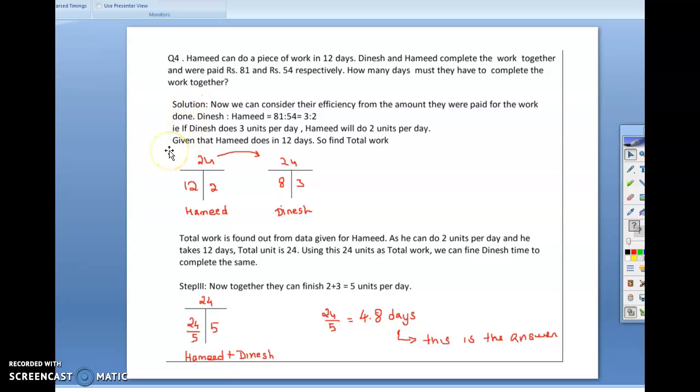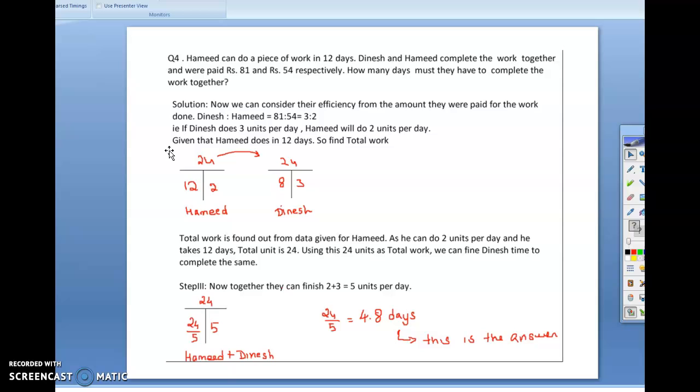Here we can see the solution. The amount paid to both of them is mentioned, and that too when they were working together. That means it is directly giving the relationship of their efficiency. So the amount is paid based on the number of units they finish. So we can just go for that ratio.